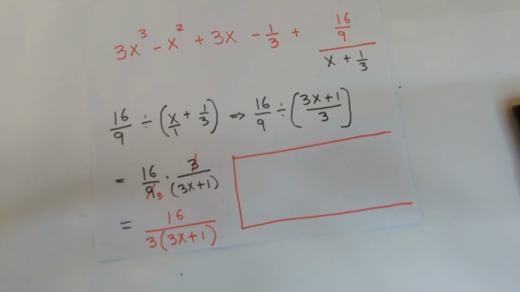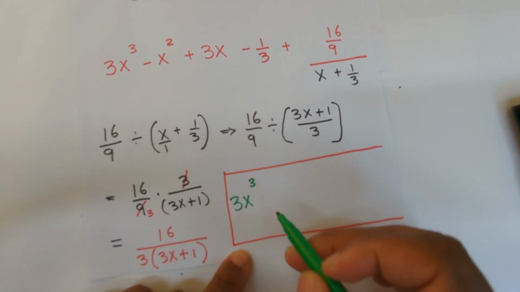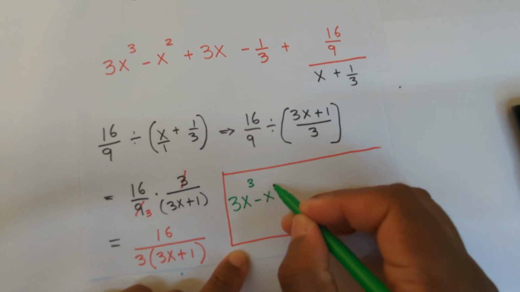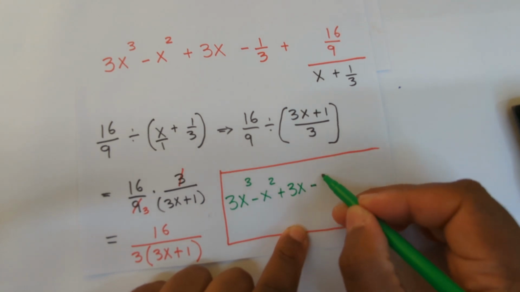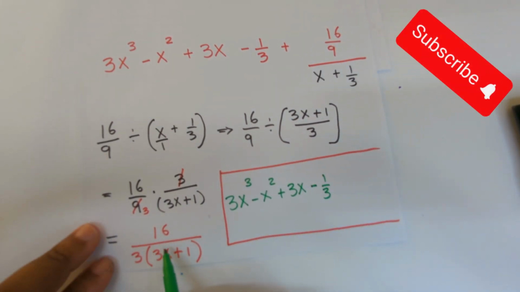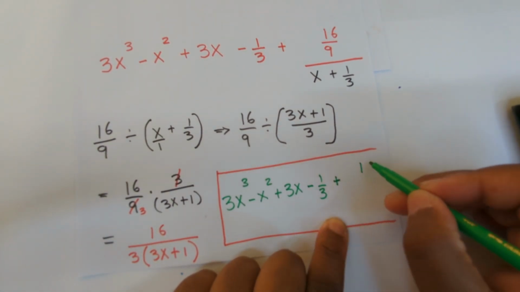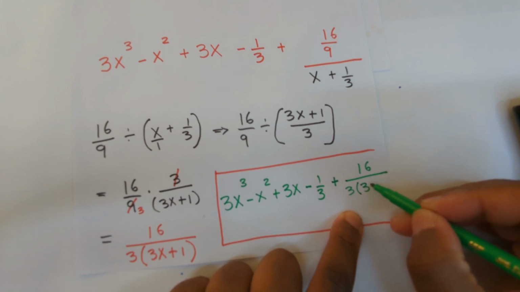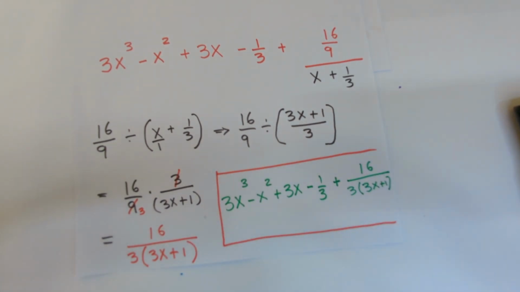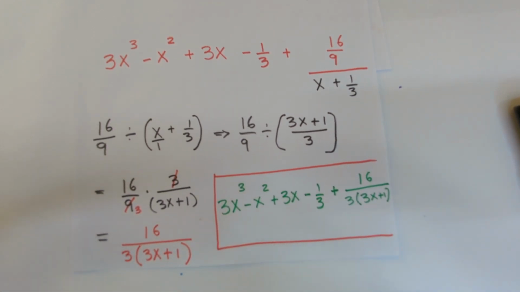Which implies that our final and simplified answer will be 3x to the power 3 minus x squared plus 3x minus 1 over 3, with our remainder of 16 over 3 into 3x plus 1. So plus our remainder of 16 divided by 3, open bracket, 3x plus 1, close bracket. So this is our final answer to example number 6. That's it for this question. Let's move on to the next question.